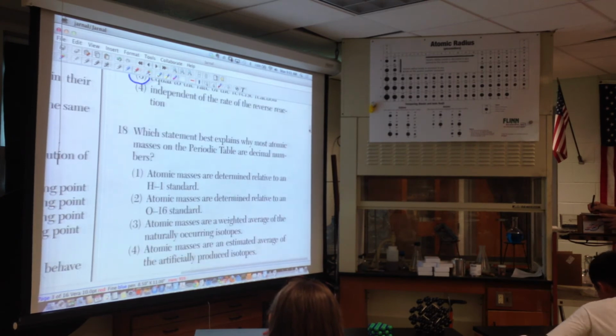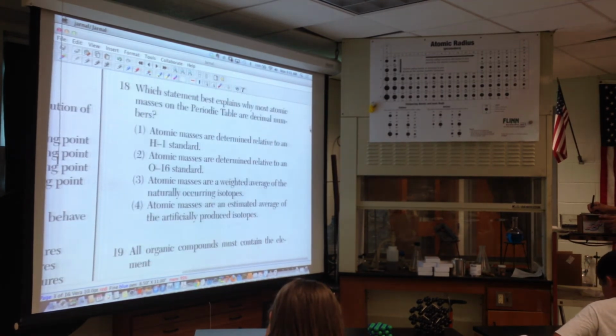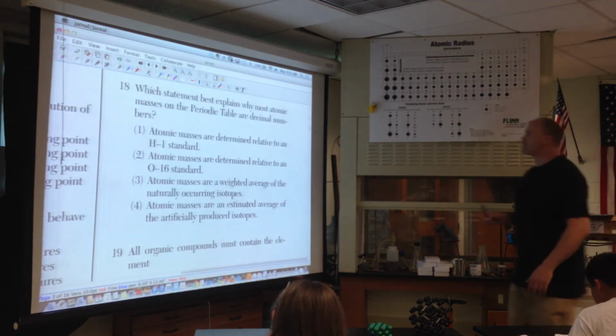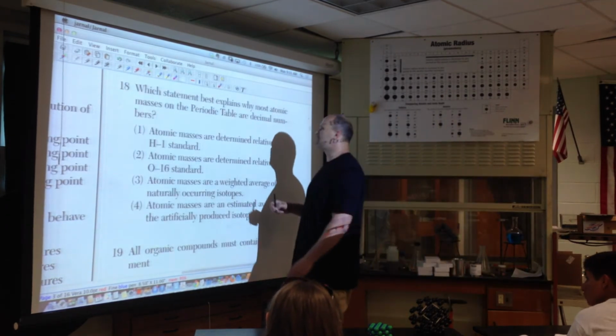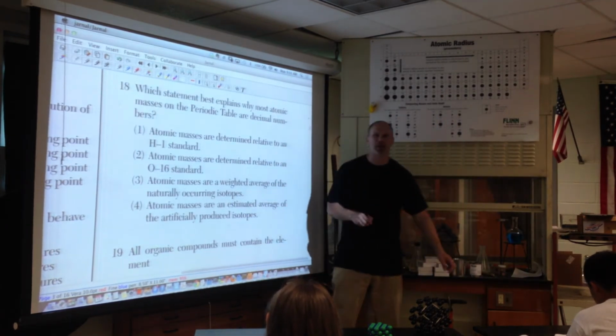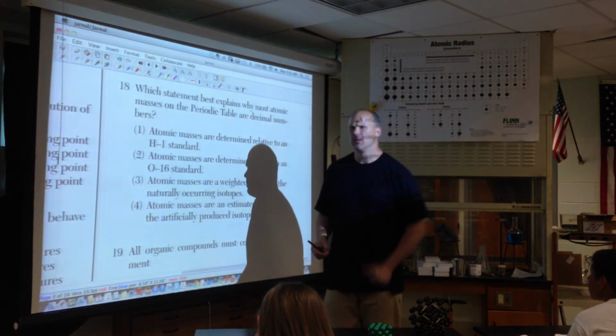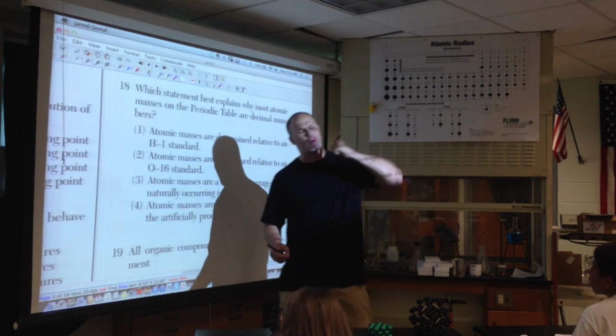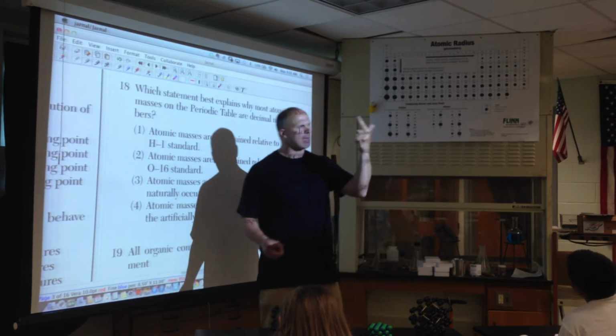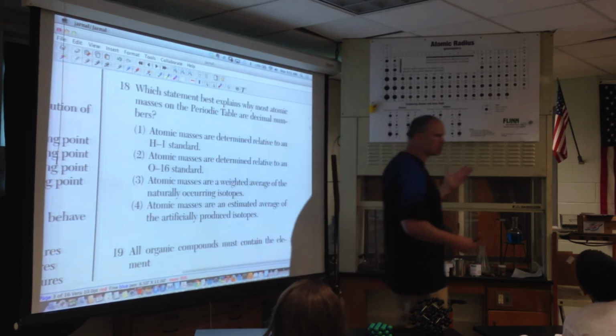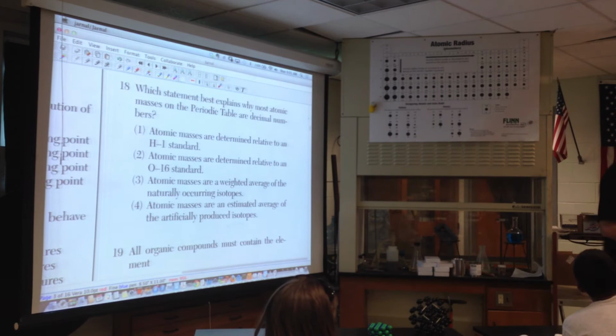13, unless you don't have pie, then it becomes difficult. Which statement best explains why most atomic masses in the periodic table are decimal numbers? Why are there decimal numbers on atomic mass? We know that the atomic mass of a neutron is 1 atomic mass unit. The atomic mass of a proton is a 1. But when I look up carbon-12, it's 12.001 something. Why the decimals?